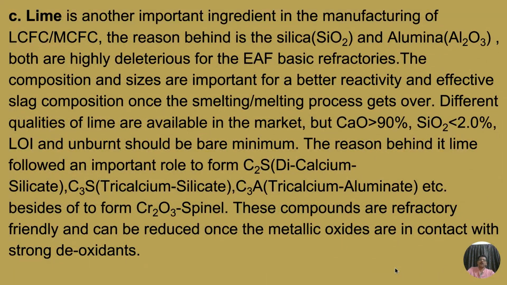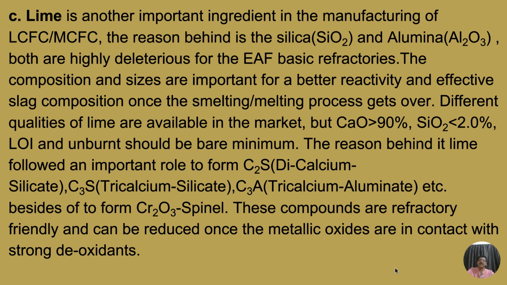Lime is another important ingredient in the manufacturing of LCFC or MCFC. The reason behind it is the silica and alumina. Both are highly deleterious for the EAF basic refractories. The composition and sizes are important for a better reactivity and effective slag composition. Once the smelting or melting process gets over, different qualities of lime are available in the market, but CaO more than 90%, SiO2 less than 2%, LOI and unburnt should be bare minimum.